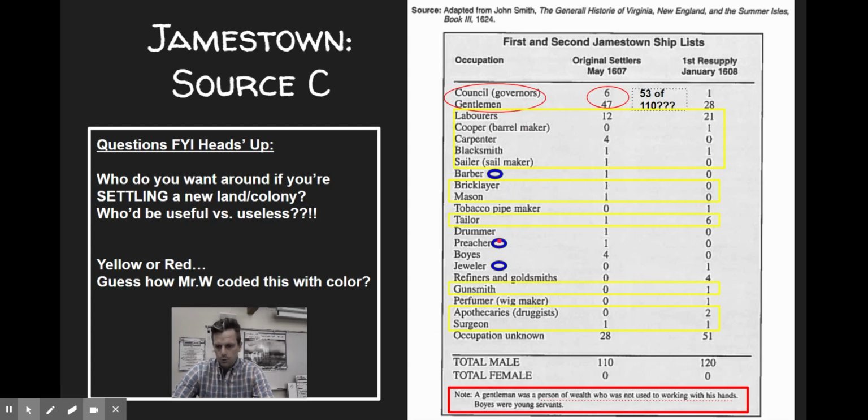The blue circles are things that, okay, I get it. I'd want one. They're not necessary, but they'd make things better. And then the last thing, yellow. I find these to be absolutely essential.